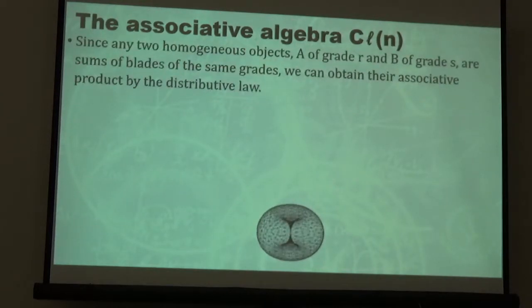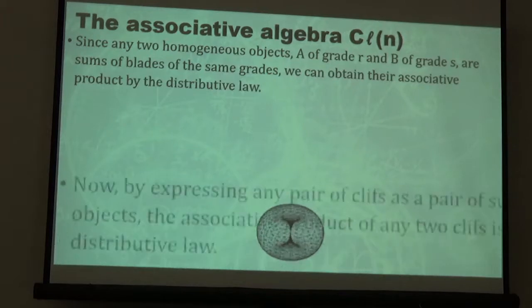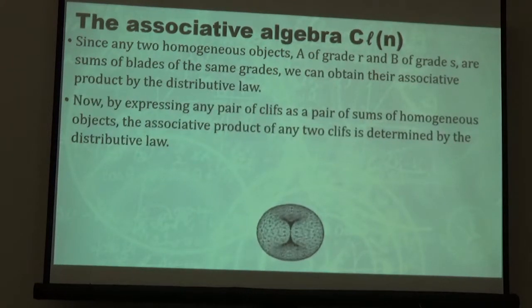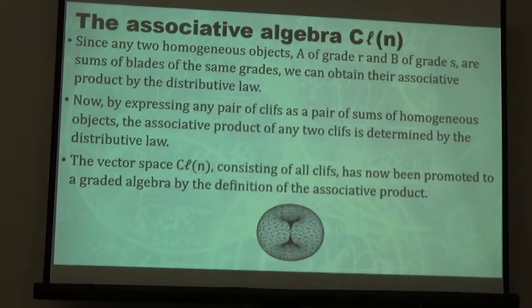Since any two homogeneous objects, A of grade R and B of grade S, are the sum of blades of the same grade, we obtain the associative product by the distributive law. Now, by expressing any pair of cliffs as a sum of homogeneous objects, the associative product of any two cliffs is determined by the distributive law. So the vector space CLN, consisting of all cliffs, has now been promoted to a graded algebra by defining the associative product.